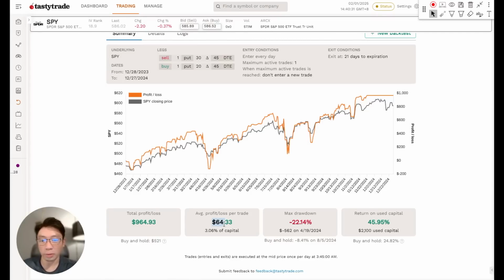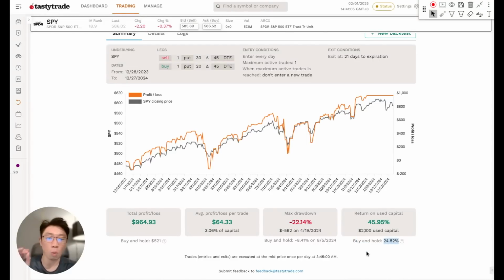And your average profit, $64. Your max drawdown is 22%. So as you can see over here, the drawdown is much higher than if you were to buy and hold. Again, this makes sense because the higher the return, also the higher the drawdown. And as for the return, as you can see over here, it's 45.95%. And if you were to do a buy and hold, then your return is only 24.82%.